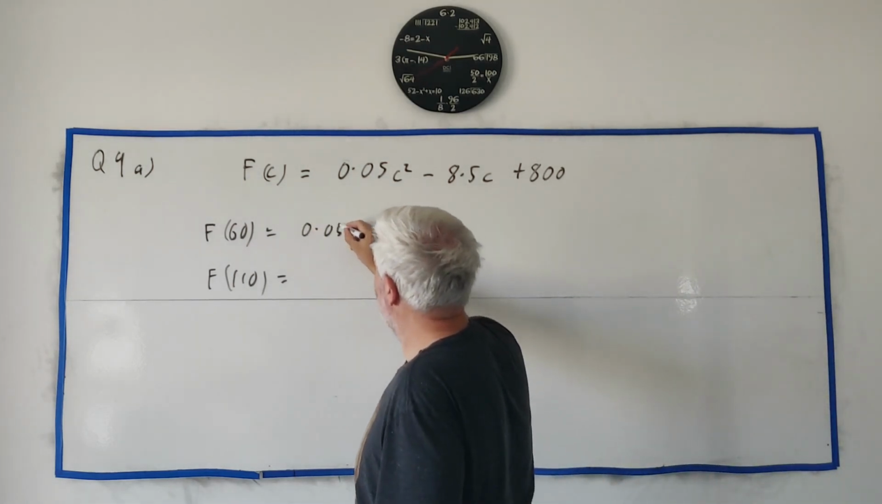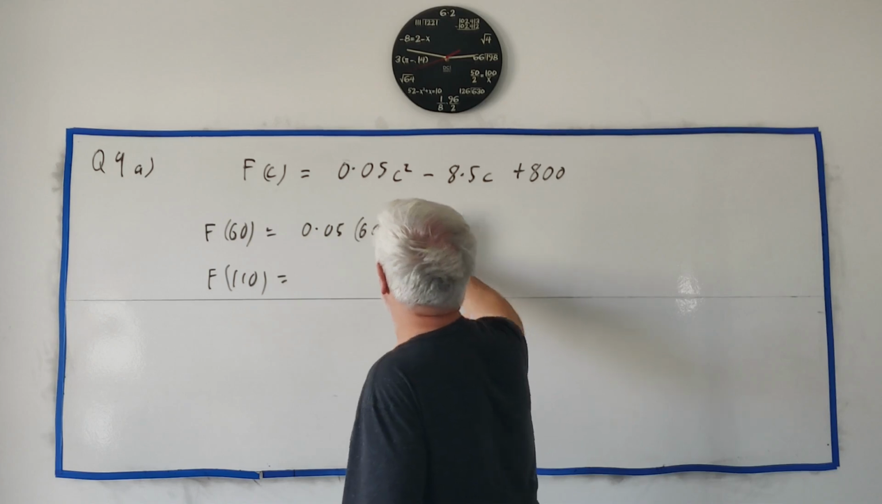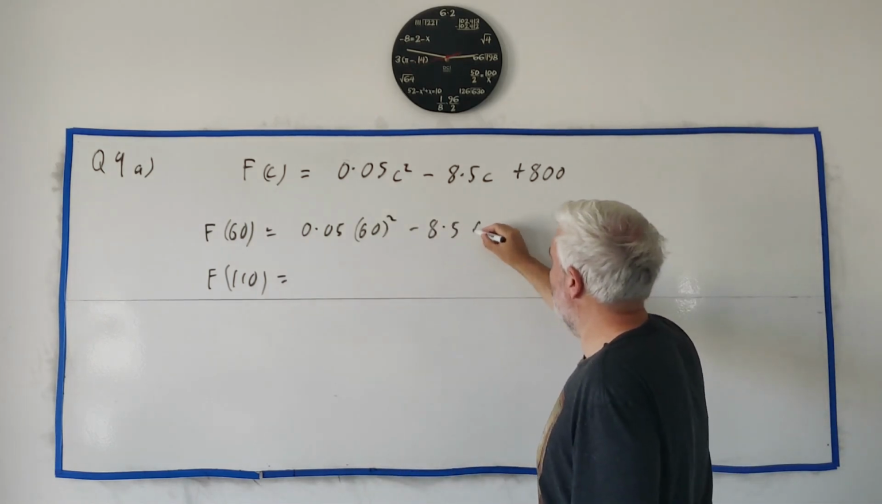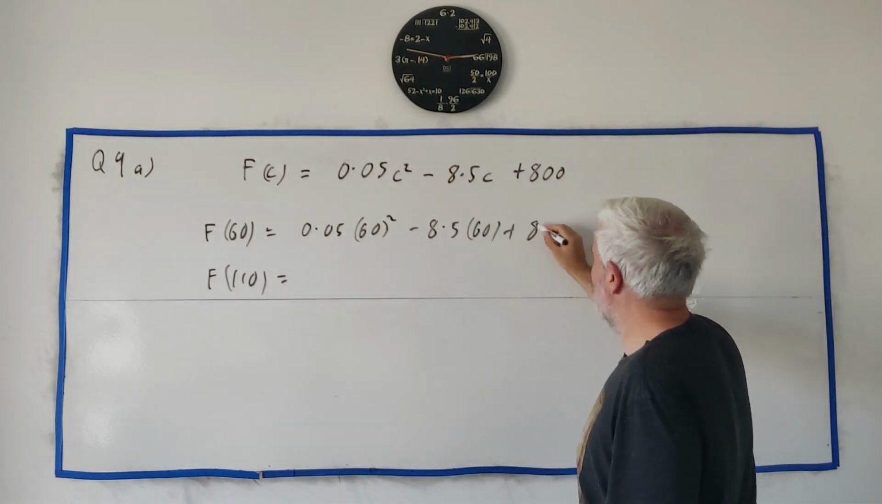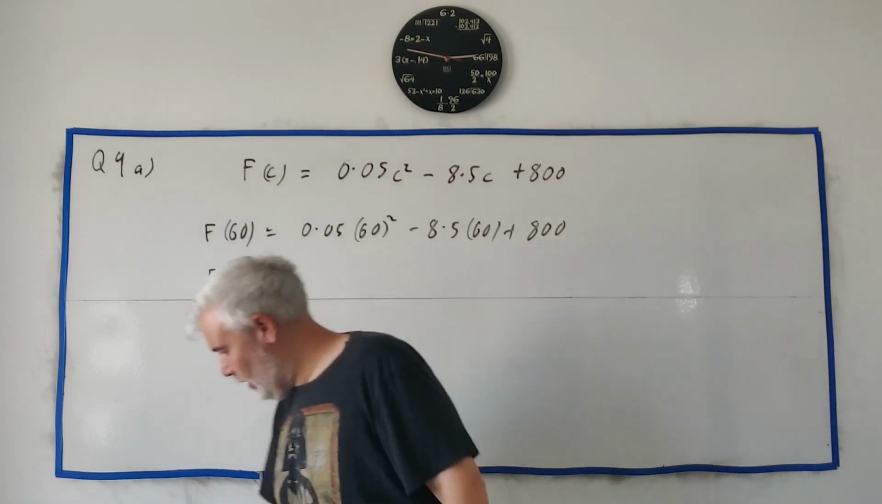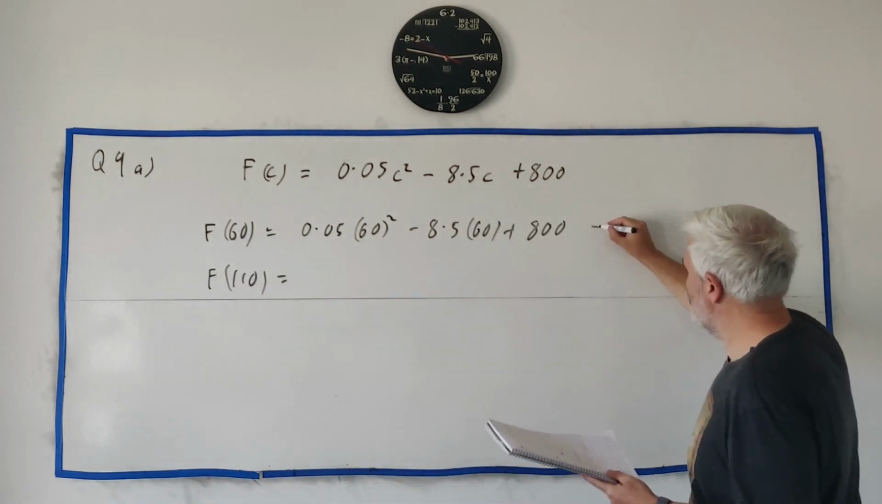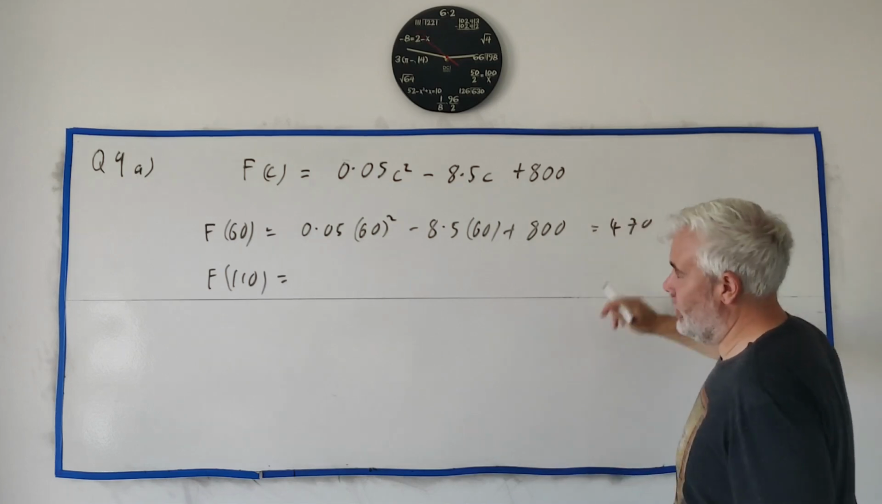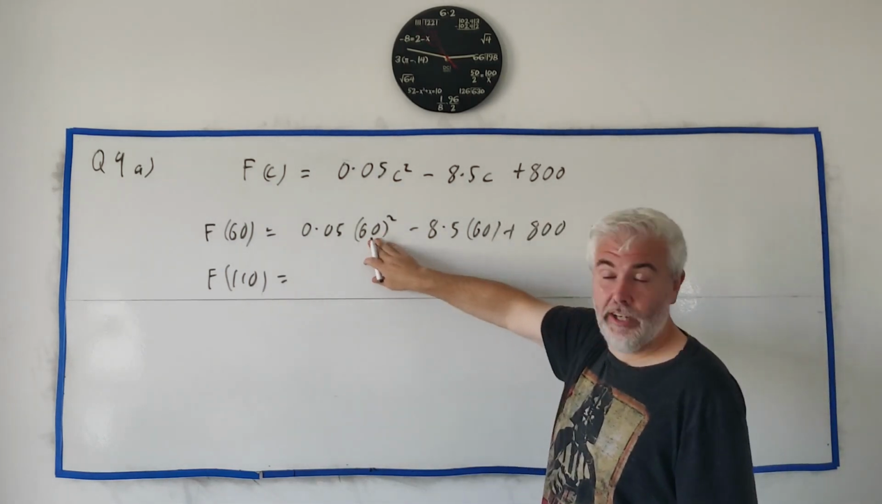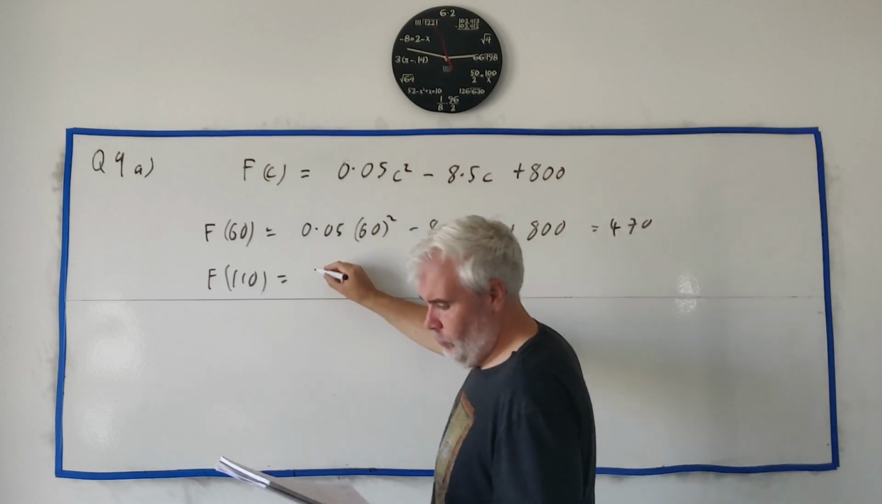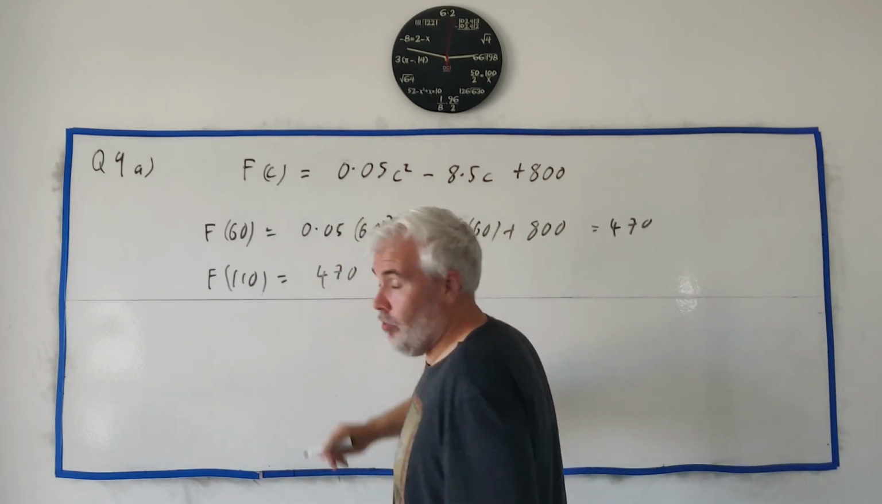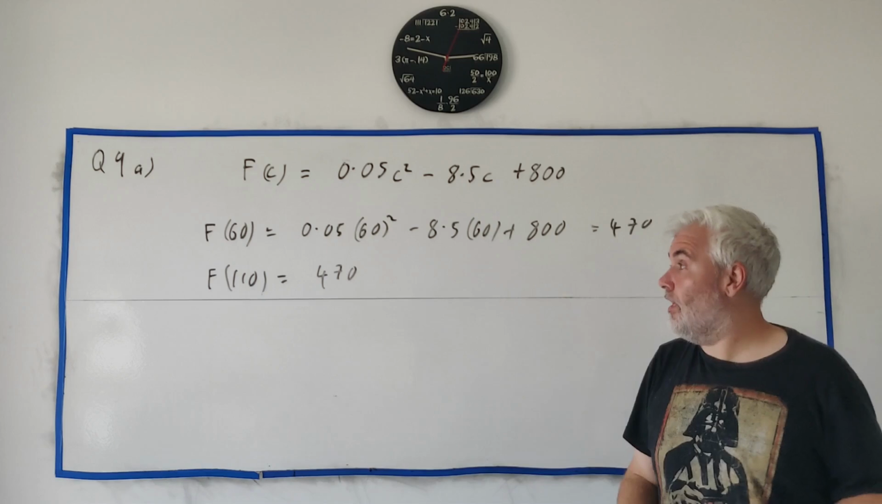That's 0.05 times 60 squared minus 8.5 times 60 plus 800. Put all that into a calculator and we should get 470. And you do the same here, filling in 110 for all of these. I won't waste the ink doing it. We get 470 both times, and that's the answer to part 1.